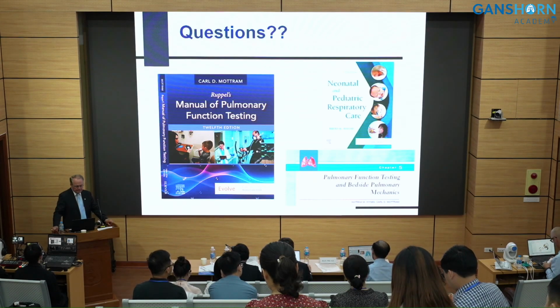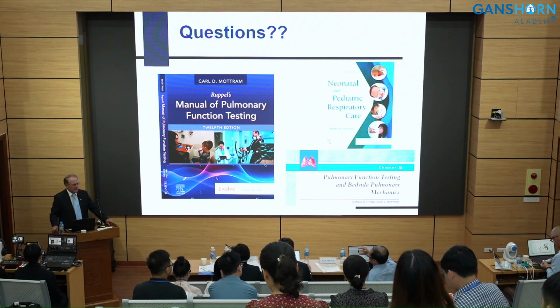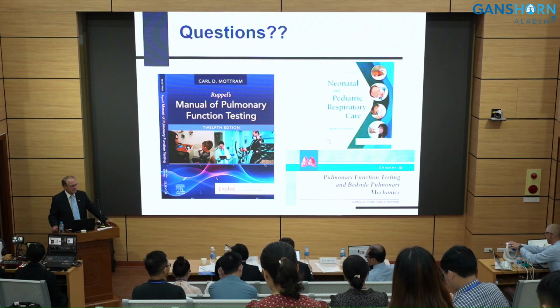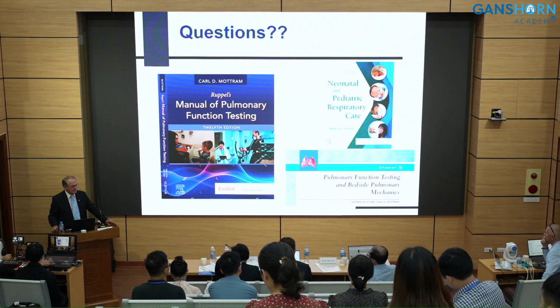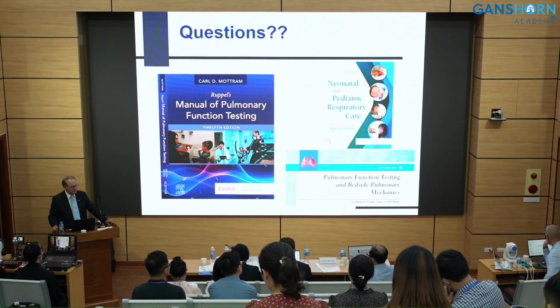Còn nếu R tăng ở cả R5 và R20 thì có thể là tắc nghẽn đường dẫn khí xa, và có thể là cả đường dẫn khí trung tâm nữa. Đó là cách mình có thể lý giải kết quả. Còn giá trị tham khảo thì rất phụ thuộc, vì có nhiều nghiên cứu và nhiều hãng máy khác nhau, cho nên giá trị tham khảo sẽ phụ thuộc vào hãng máy mà mình sử dụng.